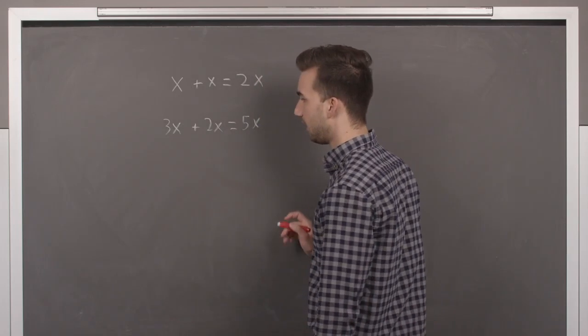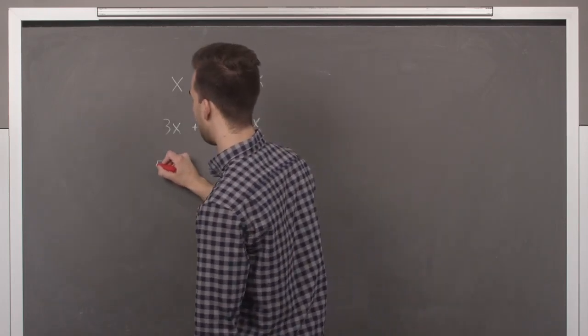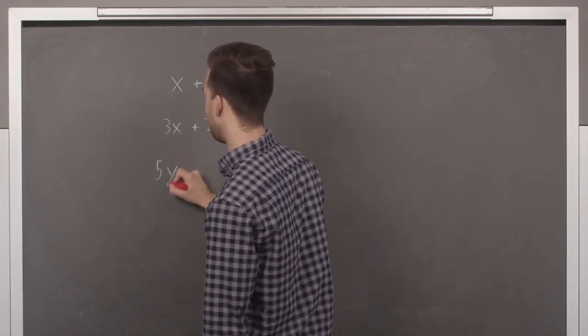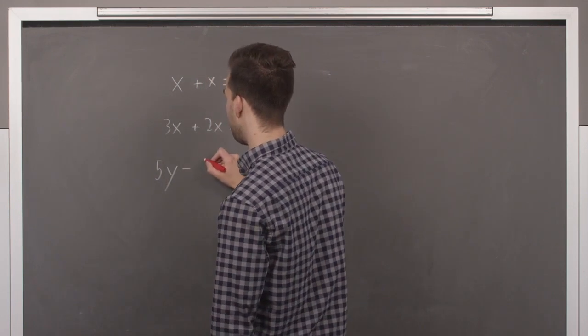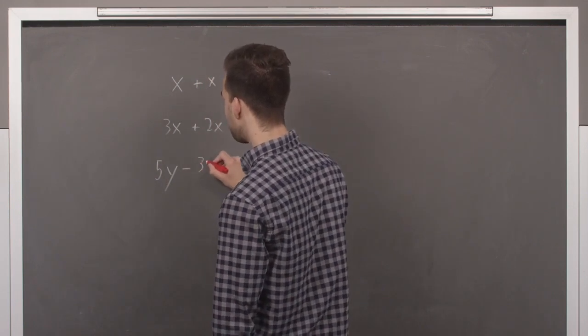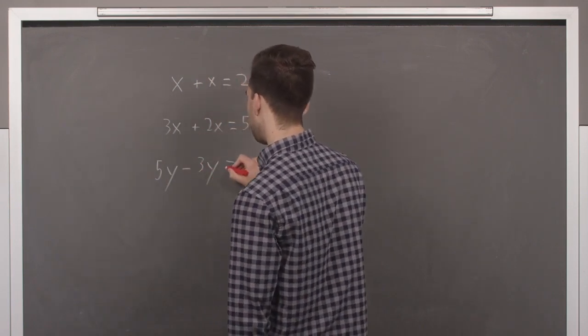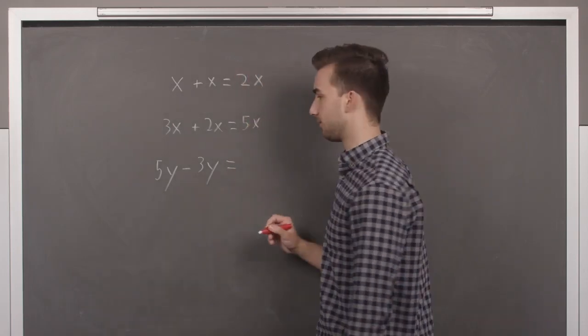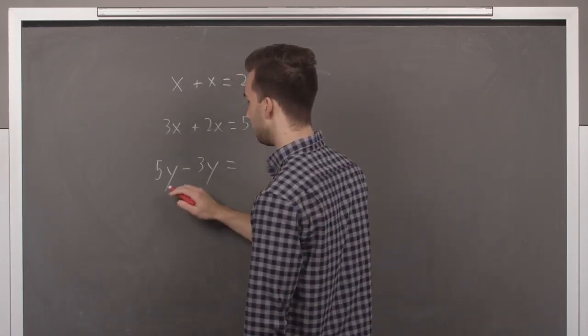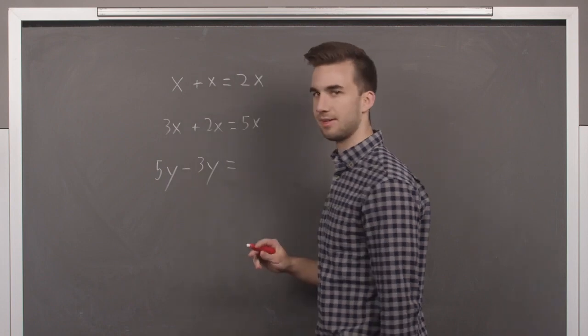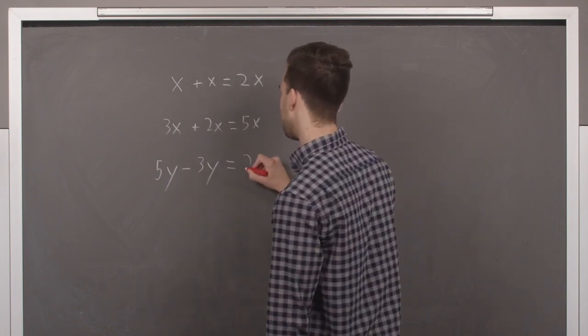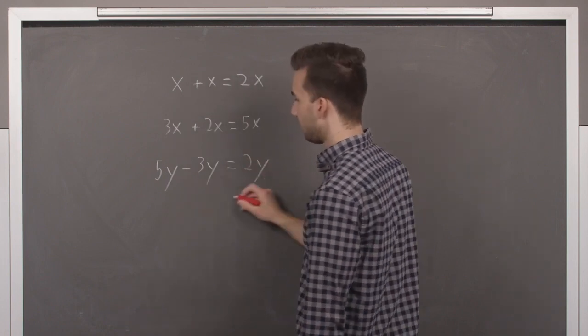Let's say we had 5 times y minus 3y. We can subtract variables just like real numbers also. So what's 5 minus 3? 5 minus 3 is 2. So we have 2 y's left.